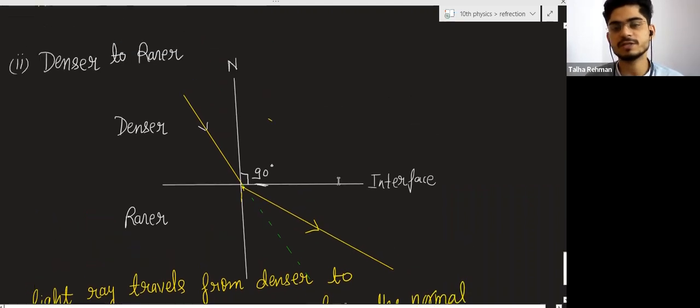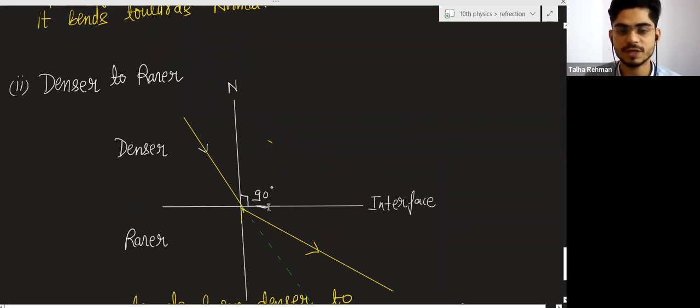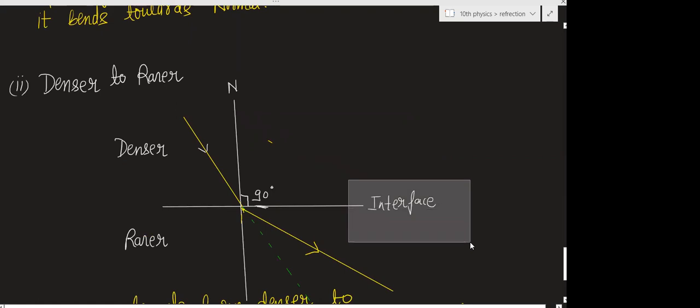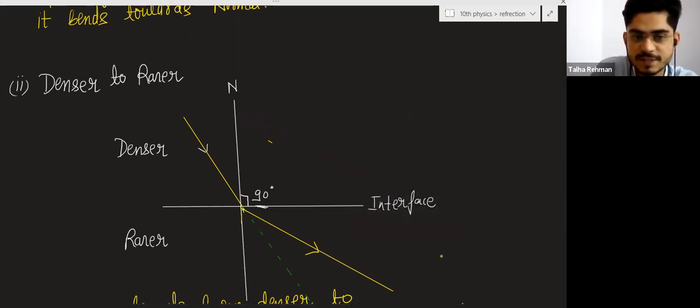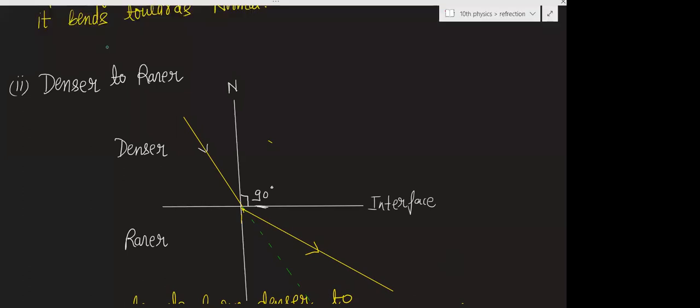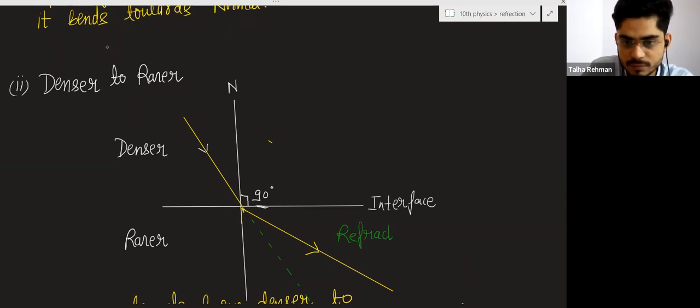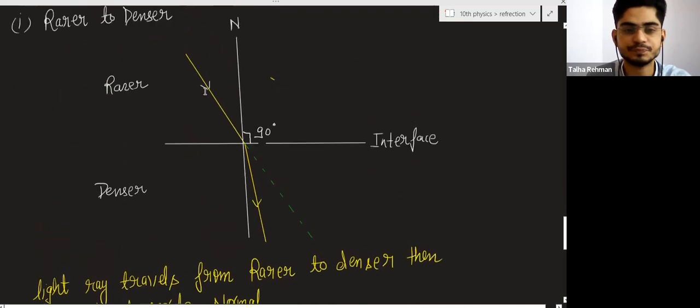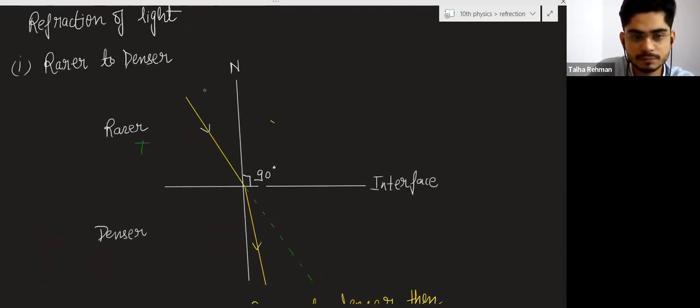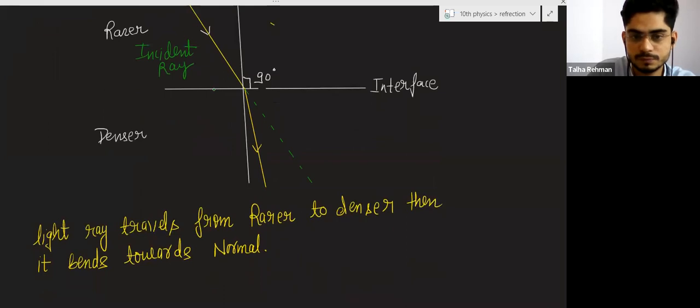But you should know all the things. What is incident ray? What is refracted ray? What is normal? What is a 90-degree angle? What is interface? All these things you should know. This is the incident ray. This is the reflected ray, refracted ray. So I am writing for you REF. This is a refracted ray, and this is the incident ray. We know very well. Here also this is the incident ray.